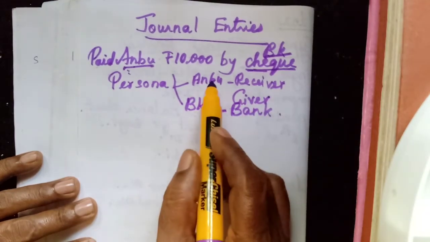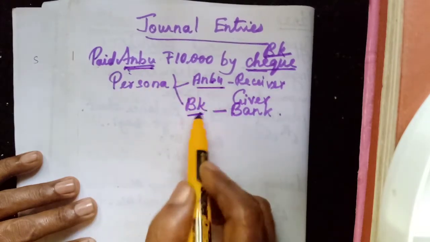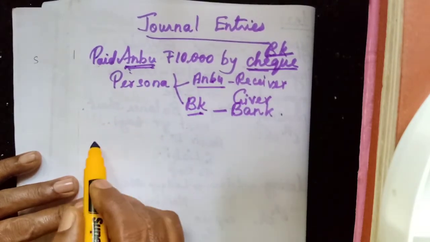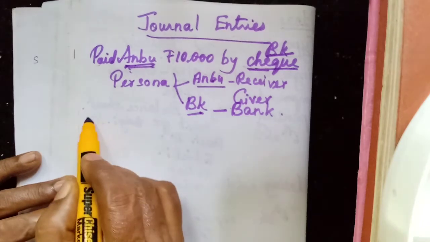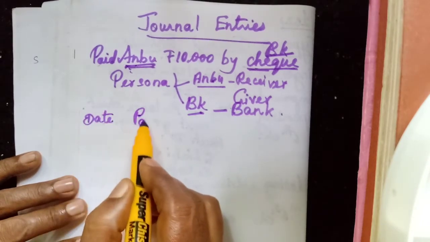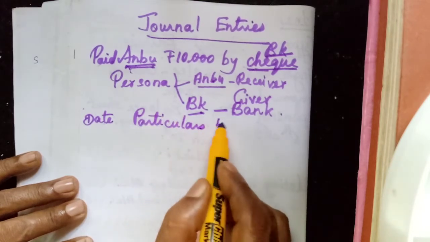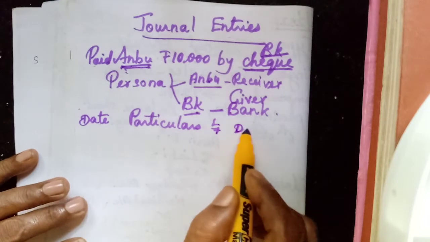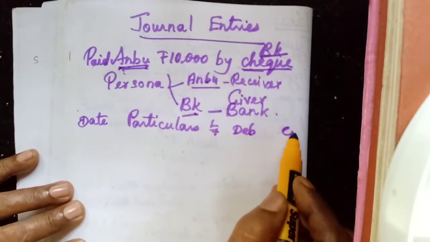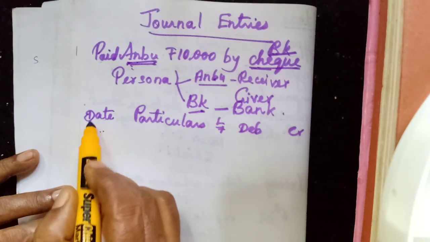Okay, so debit the receiver, credit the giver. The accounts involved are Anbu and bank. So we have to write. Now five columns will be there, isn't it? Date, particulars, LF, debit, credit.